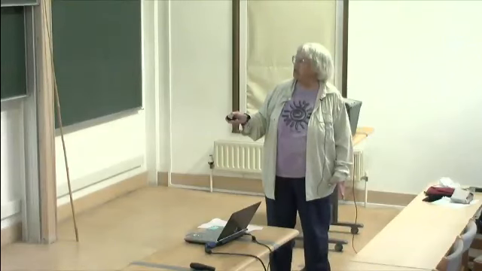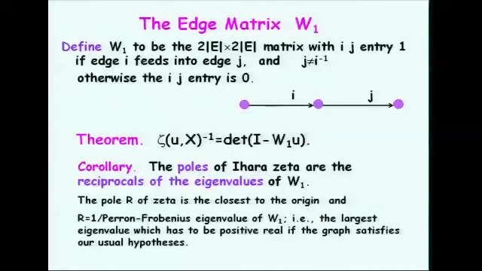Anyway, so this largest eigenvalue has to be positive real with a corresponding eigenvector with positive entries in it. Of course, that's sort of clear in the regular graph case. So anyway, these are the two basic determinant formulas.